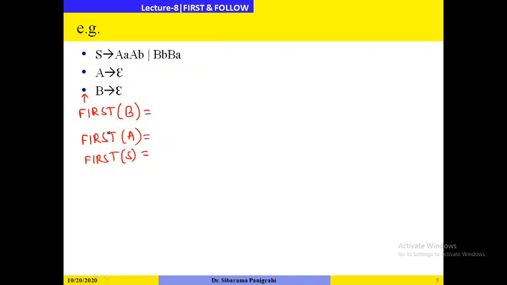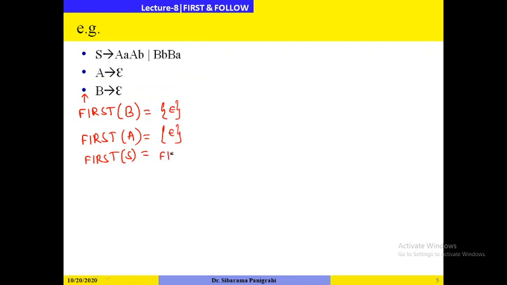I hope all of you have computed. Let me first write down the first of B. What is the first of B? Anyone? Epsilon. Yes, first of B is epsilon. Very good. Similarly, first of A is also epsilon. Now what is the first of S?